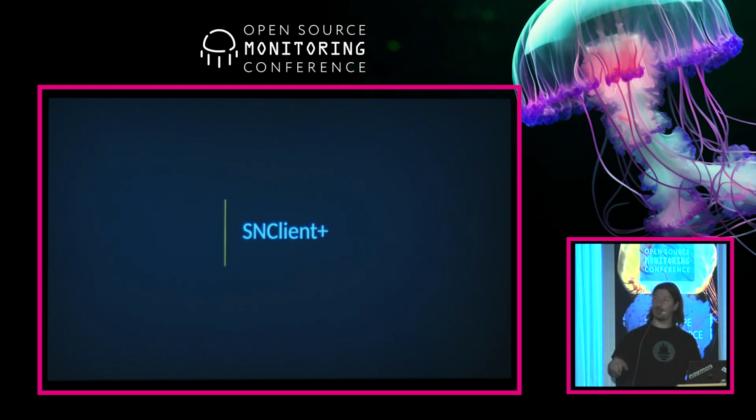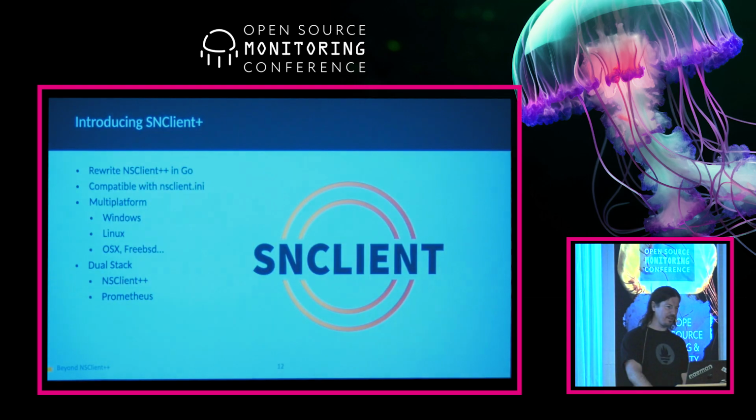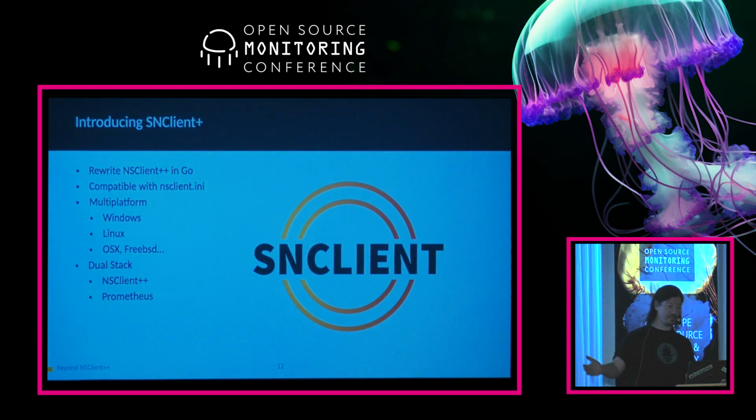We just swapped the S and the N and removed one plus, because we had to remove a lot of cruft. It's a complete rewrite in Go. So we started from scratch, and in order to make it run on all platforms, we chose Go. It's compatible with the NSClient INI. And it's dual stacked, so it uses the NSClient things on one hand and Prometheus on the other hand.